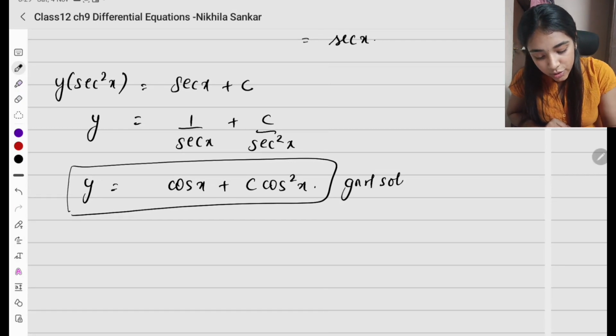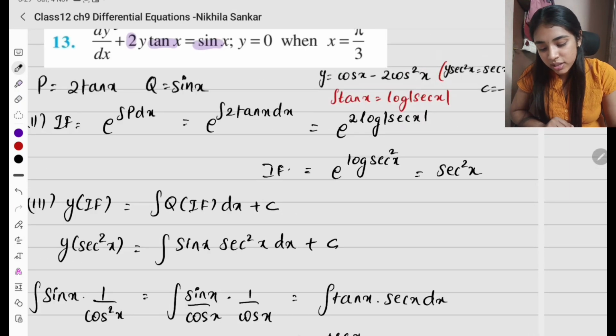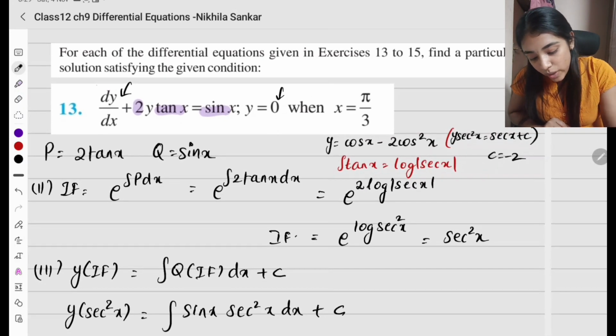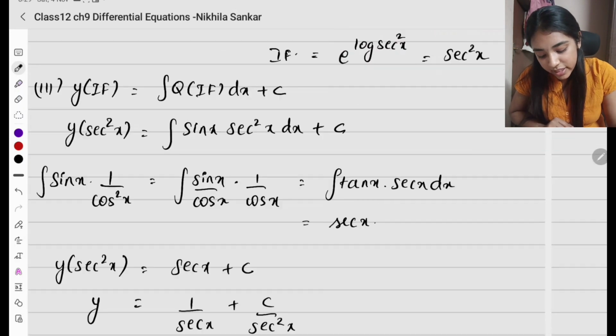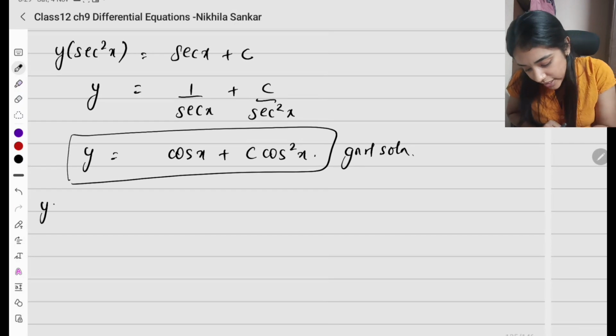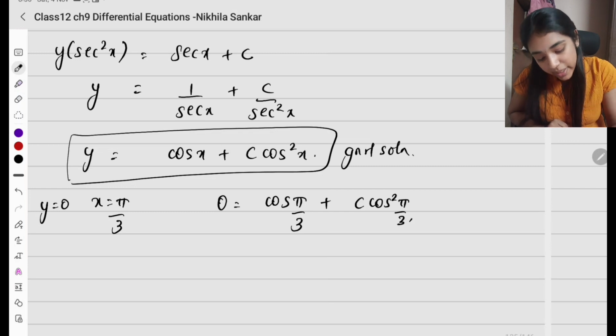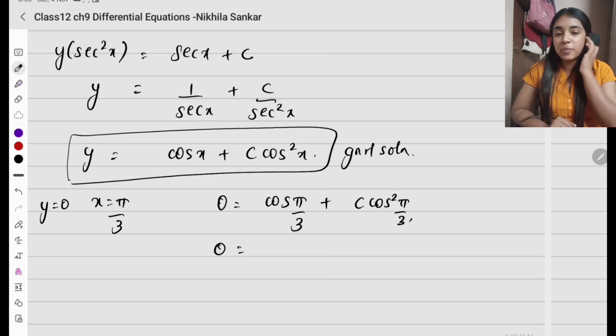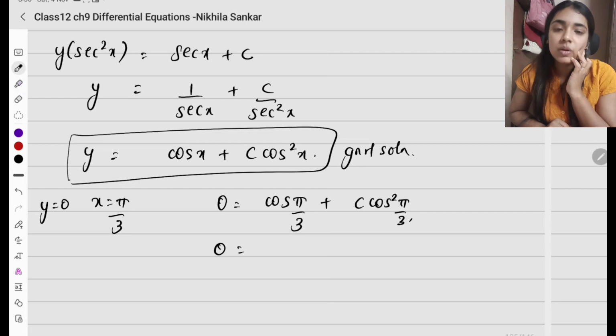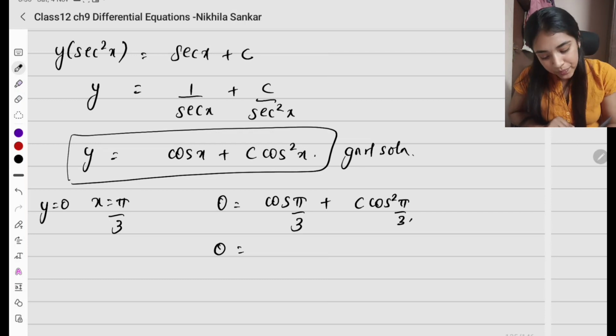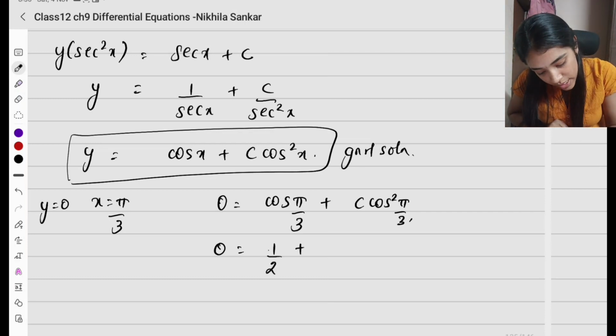Now what is my particular solution? For the particular solution, the values I have are y equals 0, x equals pi by 3. So substituting, 0 equals cos pi by 3 plus c cos square pi by 3. Cos pi by 3 is cos 60. What is cos 60? 1 by 2. So I have 1 by 2 plus c into 1 by 2 the whole square.